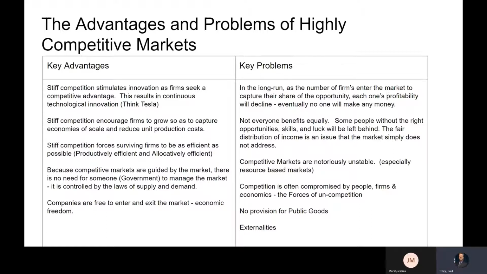The other argument against purely competitive firms is that not everyone benefits equally. Some people without the right opportunity, skills, and luck are left behind. And generally we have wealthy owners and poor buyers. Competitive markets are very unstable.